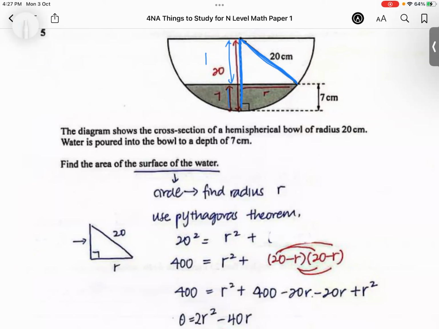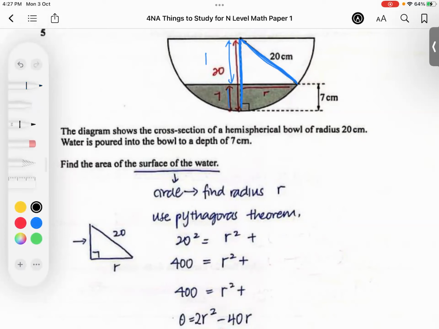I don't need to expand this. This whole question, my answer here is all wrong already. Can you all please change? The answer is much, much simpler because r is the radius of the water surface, but I know the whole thing is 20, the depth is 7 already. So this part should be 13 square.